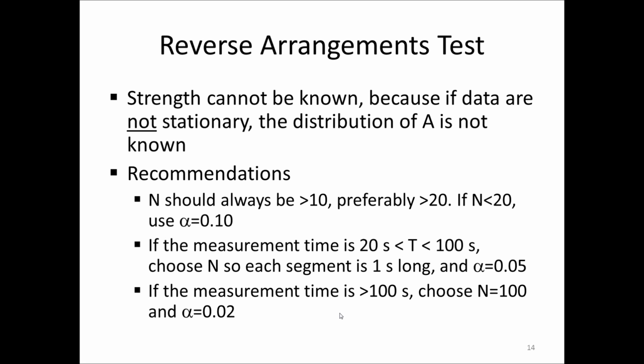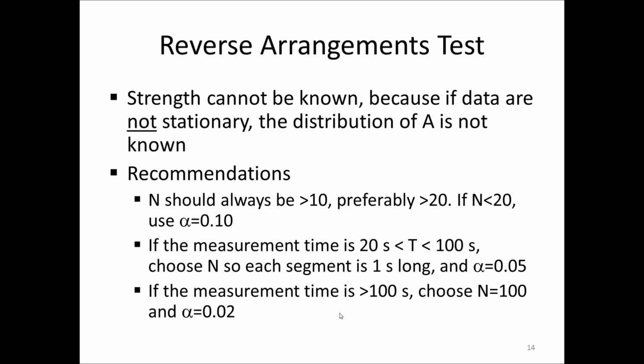The strength of the reverse arrangements test cannot be known since we don't know the distribution of A in the case that the data are not stationary. There are, however, some empirically determined recommendations commonly used, which I reference in the book. So n should always be larger than 10 and preferably larger than 20. And if n is less than 20, we should use an alpha significance level of 0.1.